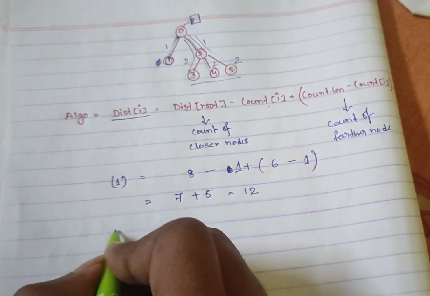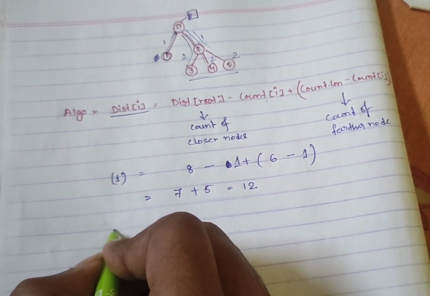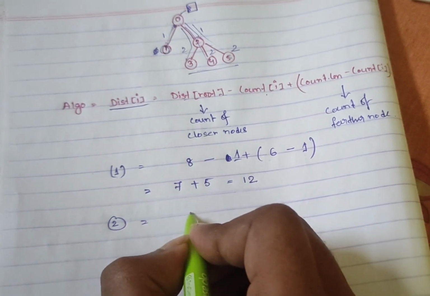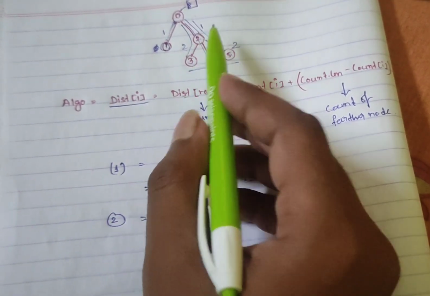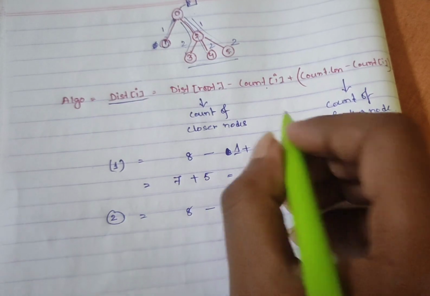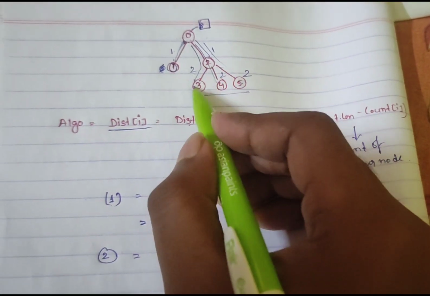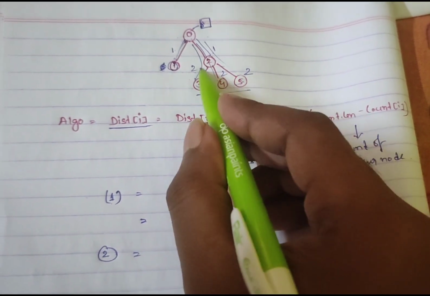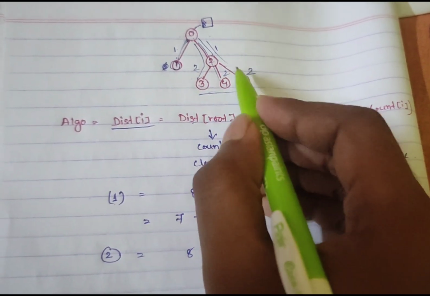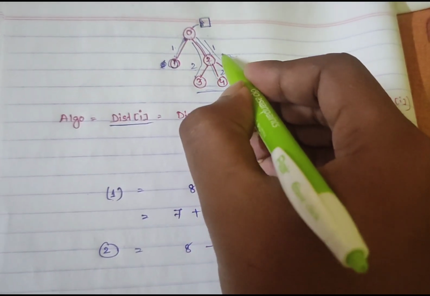Okay, so now we are checking for 2. For 2, the distance root is what? 8 minus count of I is what? Okay, so for 2, how many nodes are under 2? So 1, 2, 3, and for 2 that is 1, so that is 4.